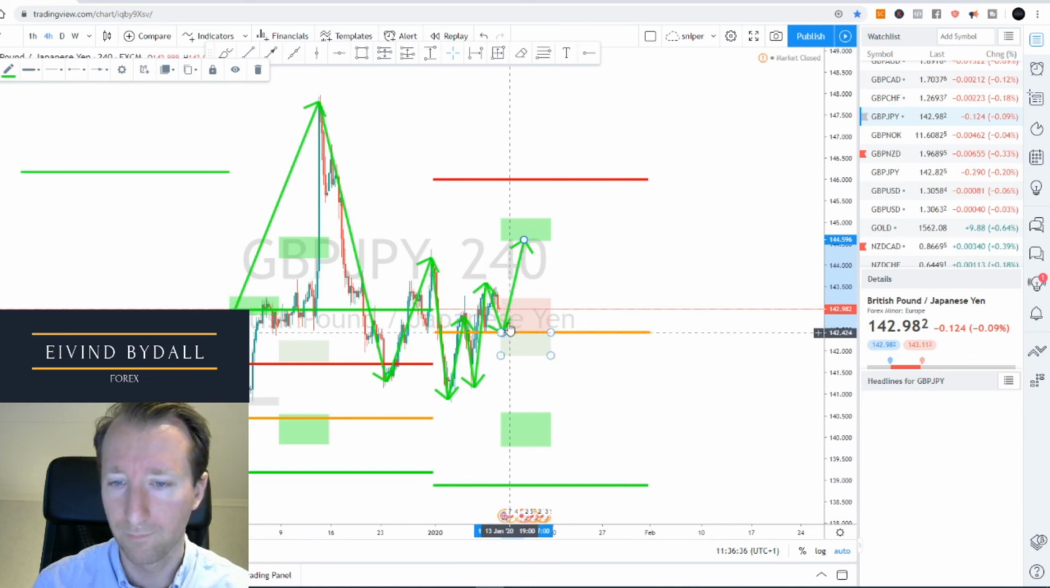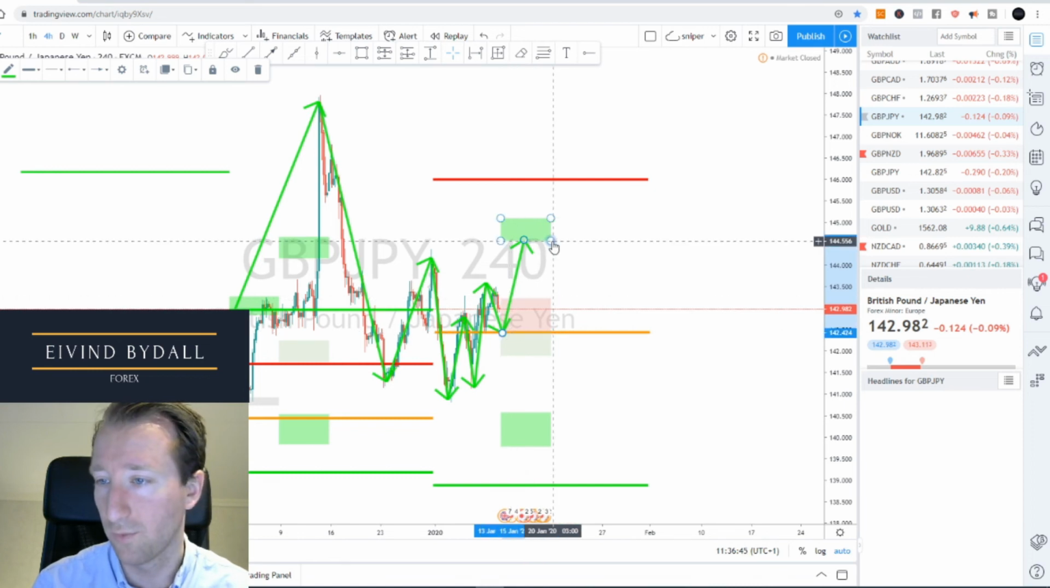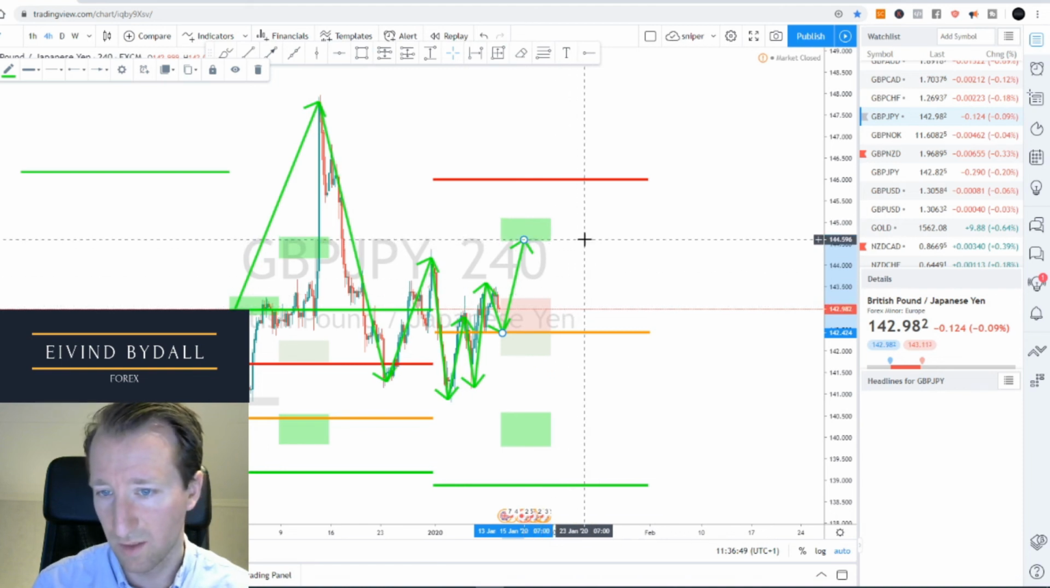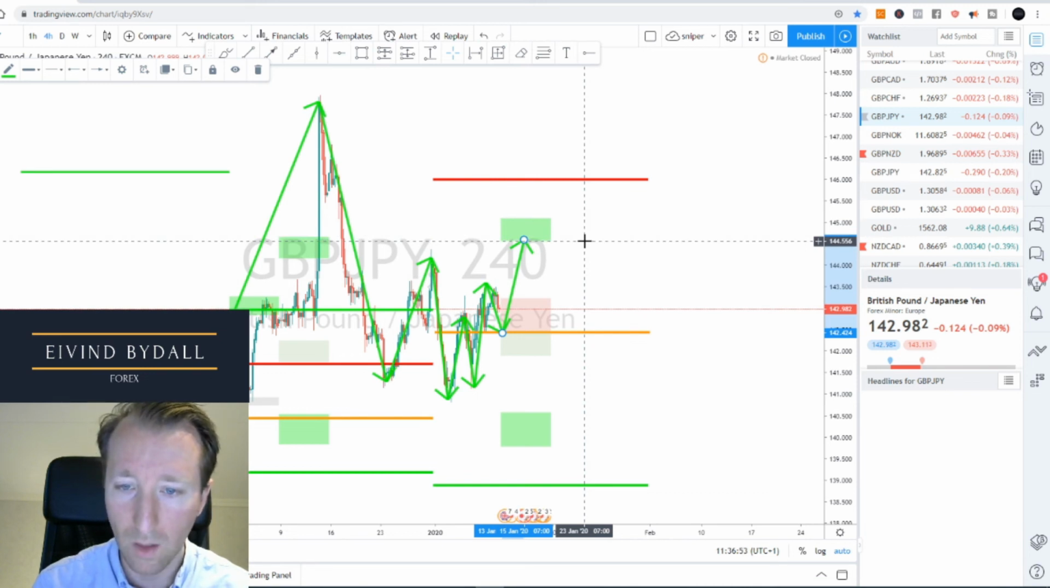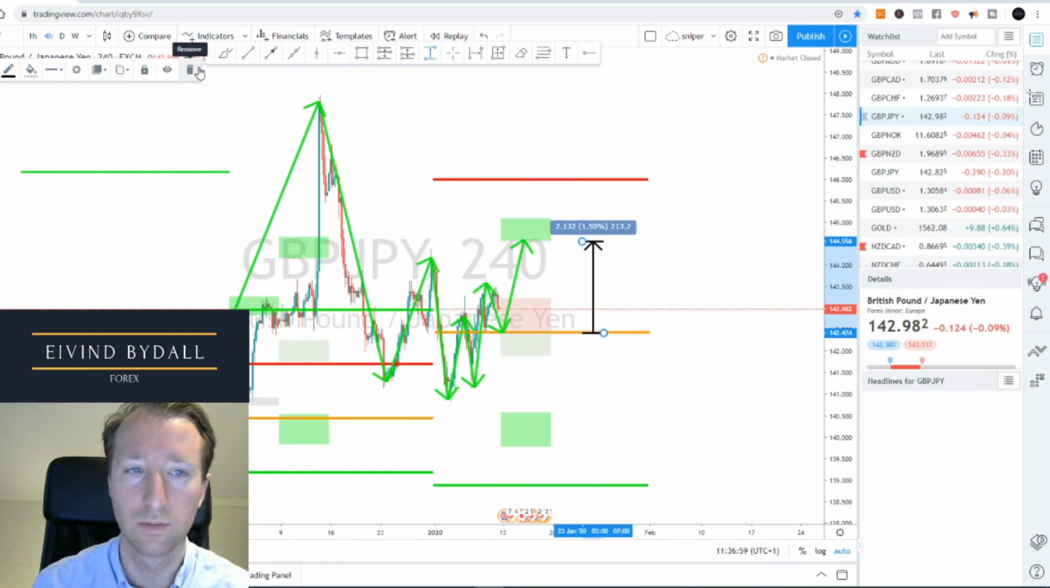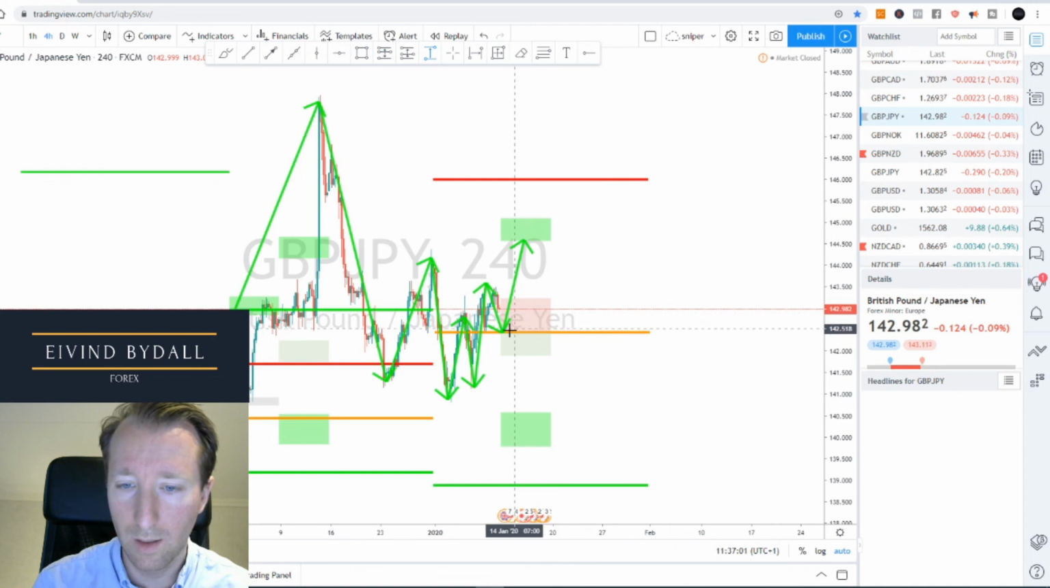What do we do? Okay, that is your entry for buying 142.40 up to 144.50, 600, 550. Anyone takers? Yeah, okay. That's around 200 pips, I didn't calculate it. Yeah, 200 pips ish. That's a good deal.